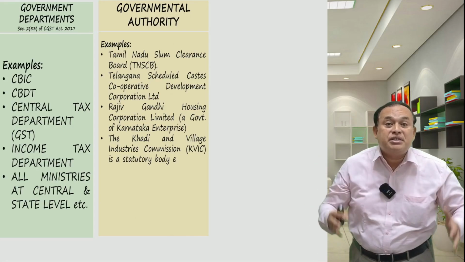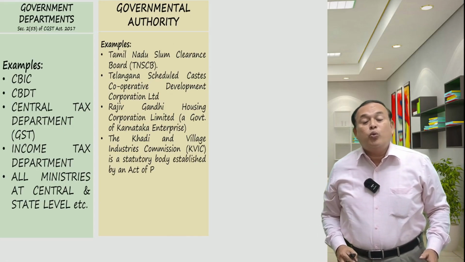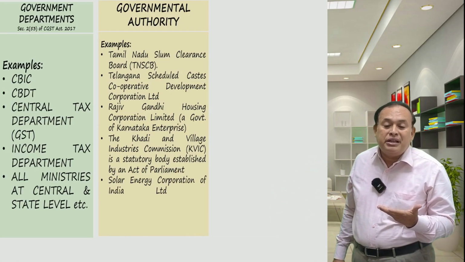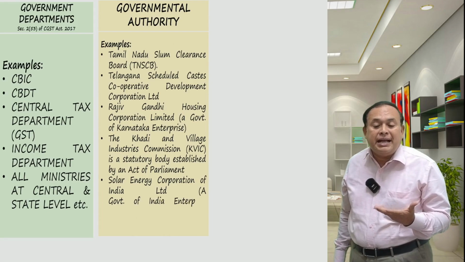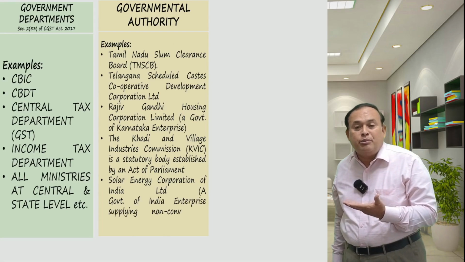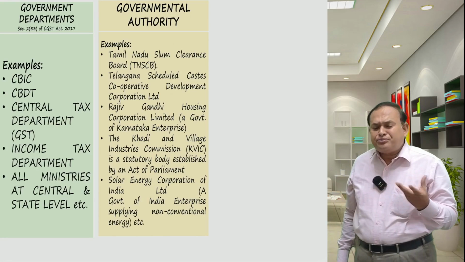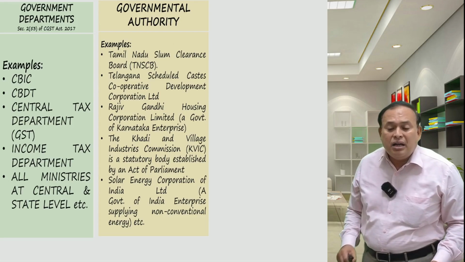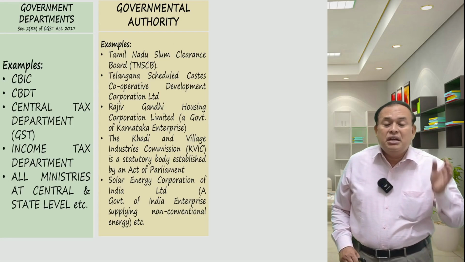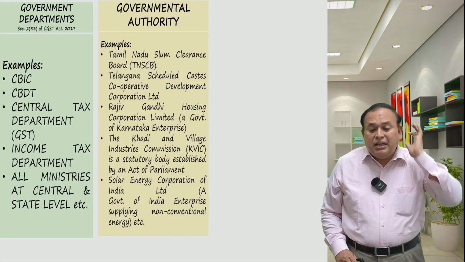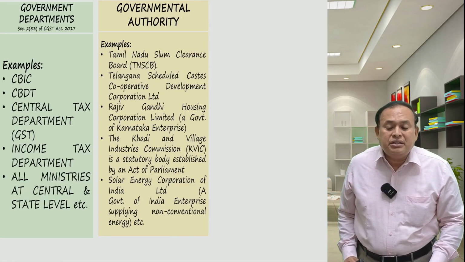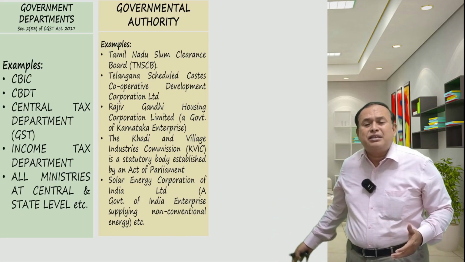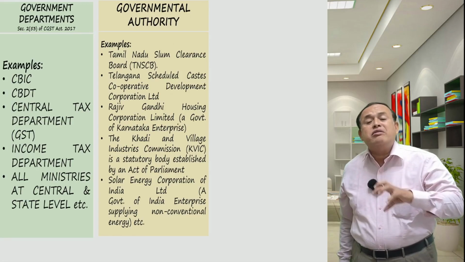There is a list of services to meet those objectives, for which there are institutions like Tamil Nadu Slum Clearance Board, Telangana Scheduled Caste Cooperative Development Corporation Limited, Rajiv Gandhi Housing Corporation Limited, a Government of Karnataka undertaking, or the Khadi and Village Industries Commission, or it may be a state Solar Energy Corporation of India Limited, like that. These are the institutions, examples regarding government authority.